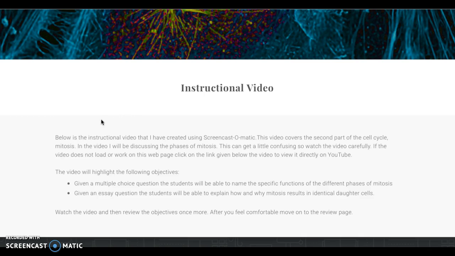Before we begin, I want to quickly remind you of what the objectives are for this portion of the instructional project. Given a multiple choice question, the students will be able to name the specific functions of the different phases of mitosis. Given an essay question, the students will be able to explain how and why mitosis results in identical daughter cells. Keep those in mind, make sure you know them in and out before you do the assessment.